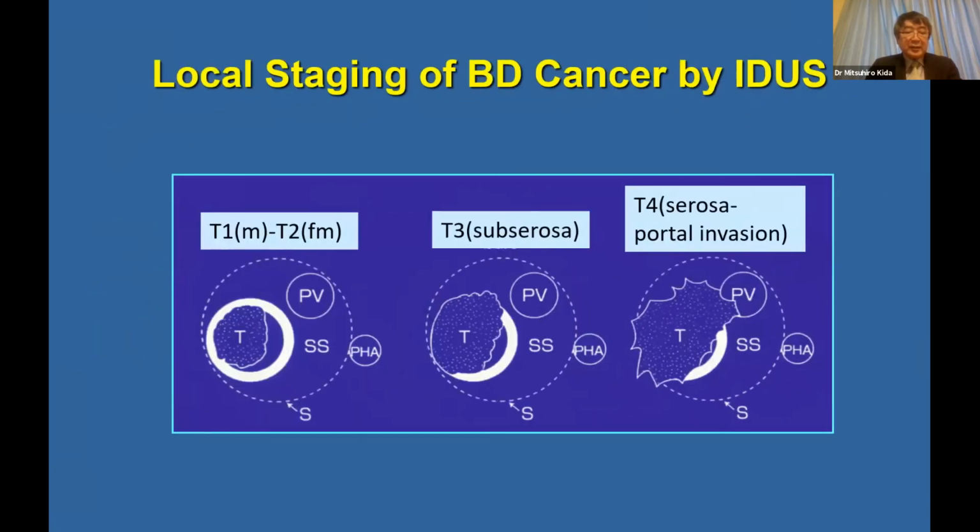Tumor limited to the first and second layers means T1 and T2. Tumor embedded in the third layer, the subserosa, means T3, and a tumor directly invading the portal vein or proper hepatic artery means T4.